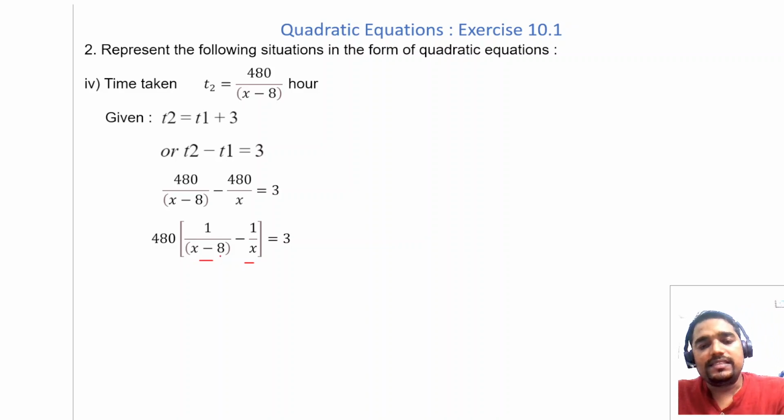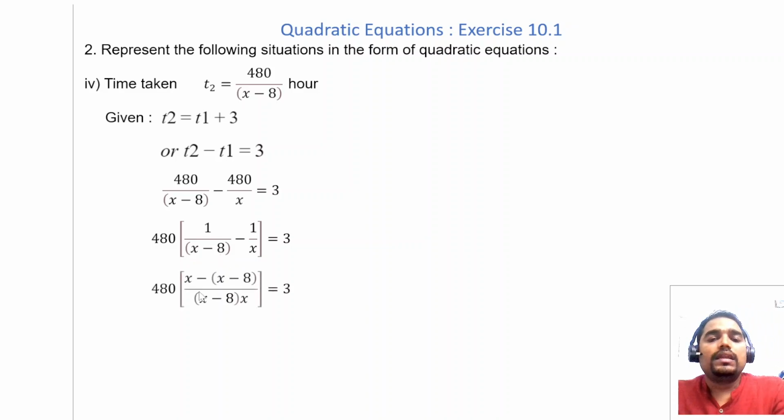Now let us take LCM. If you take LCM, then it would be x minus 8 multiplied by x. Since we don't know the values of x minus 8 and x, they would just get multiplied. So the first term would be x in the numerator minus of x minus 8. Now, how to simplify this? In order to simplify the numerator, open this bracket. Now we will see how to do that.